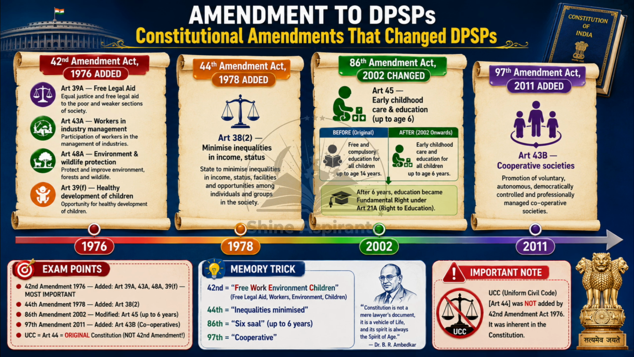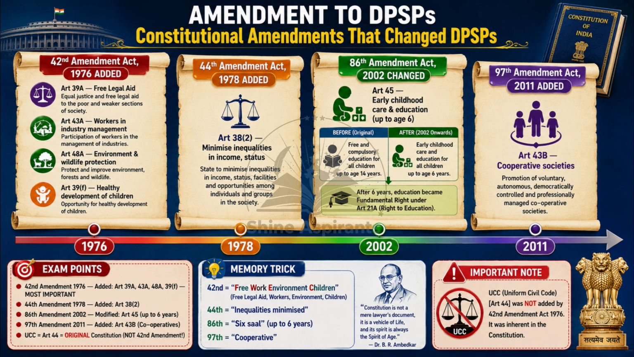Article 39A, Equal Justice and Free Legal Aid. Article 43A, Participation of Workers in Management of Industries. Article 48A, Protect and Improve the Environment, Forests and Wildlife. Article 39F, Opportunity for Healthy Development of Children. Article 39A, Free Legal Aid, was inserted by the 42nd Amendment Act 1976 to provide free legal aid to the poor and weaker sections of society.